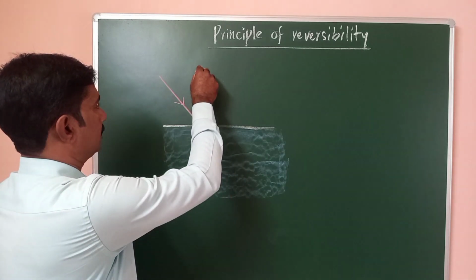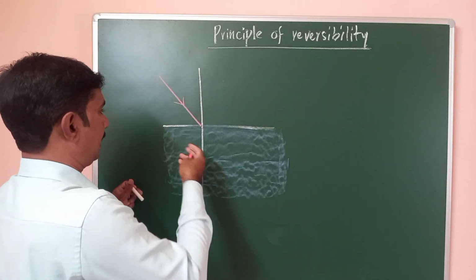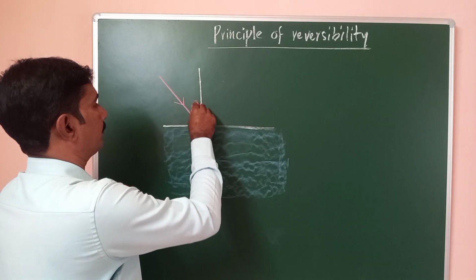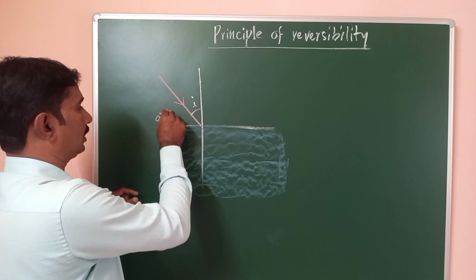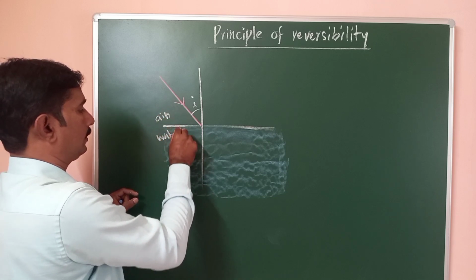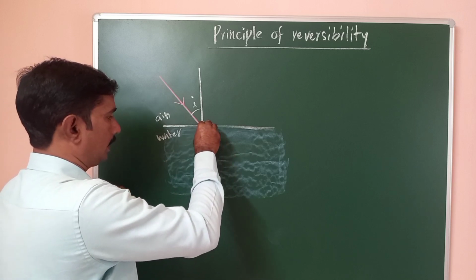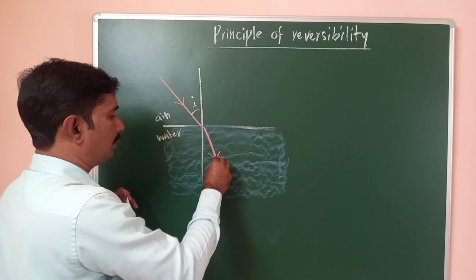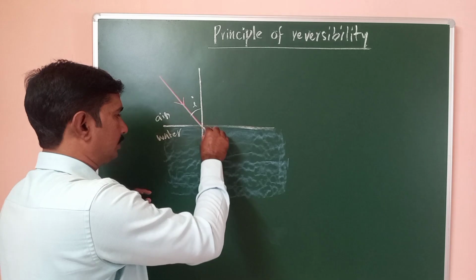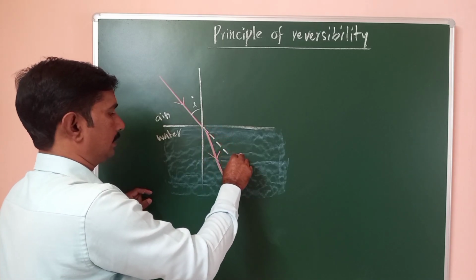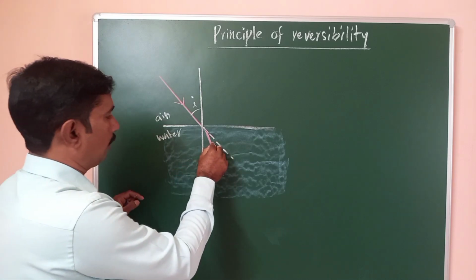at the point of incidence. Now this angle is the angle of incidence. This ray, when it goes from air to water, it bends towards the normal. It is traveling from rarer medium to denser medium. Therefore, it bends towards the normal. Actually, it is supposed to go in this line like this. It will bend towards the normal. This is the angle of refraction.